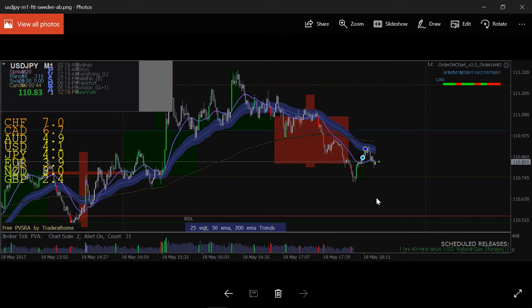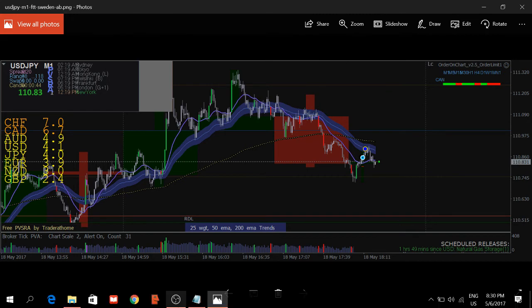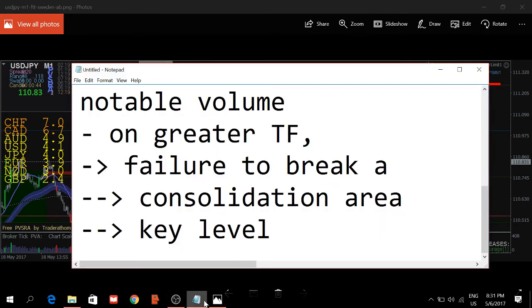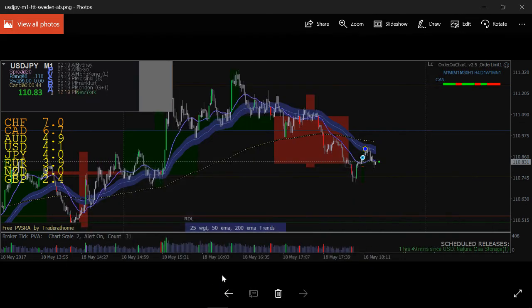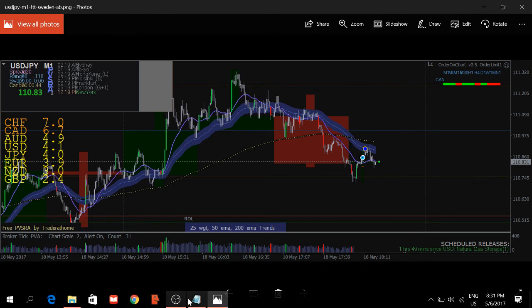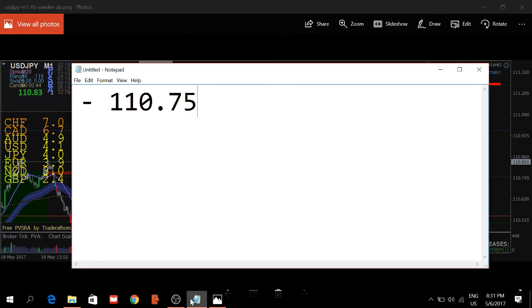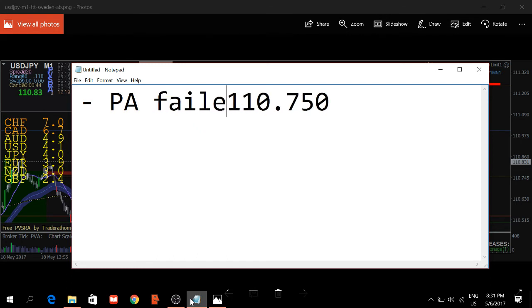I don't have the M5 and M15 to show you guys, but I could see that M5 and M15 were still bullish. So price was still going up. And I need a confirmation. My confirmation came with two things. Let me write it for you guys. First confirmation: you can see that we have a key level here at around 1.10750. So PA failed to break it.